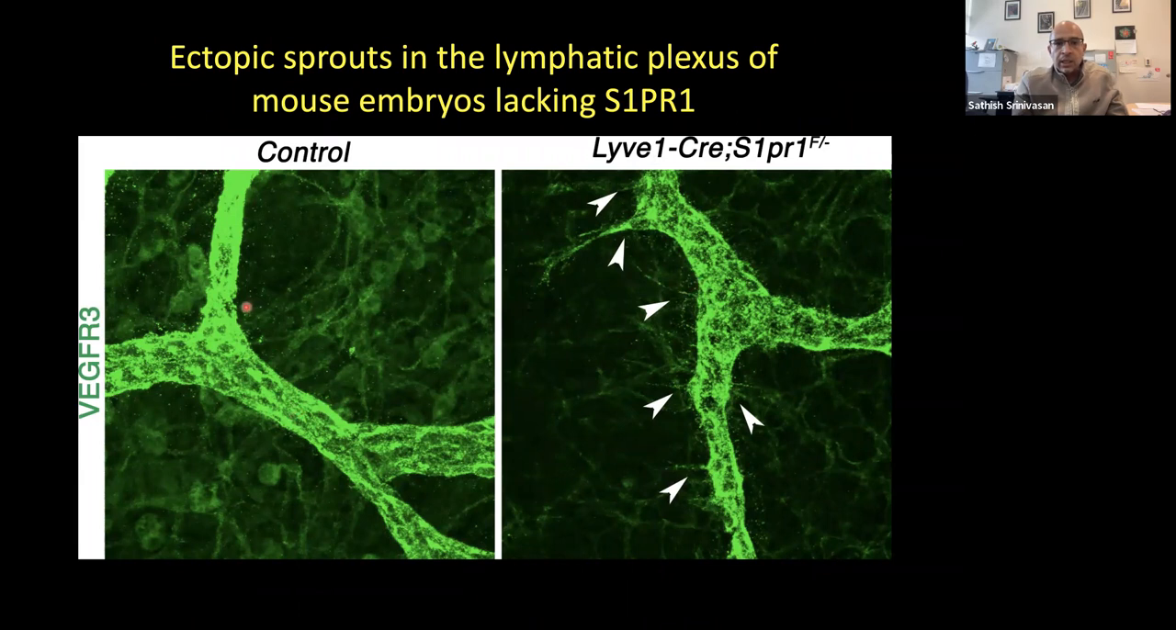Additionally, if you look at these lymphatic vessels at higher magnification, you can notice that in control embryos, the more mature vessels have a very smooth surface, without any tips or sprouts. But when we delete S1PR1, you can notice all these filopodia and tip cells that are coming from places where they normally wouldn't have formed. I hope it's obvious for you.